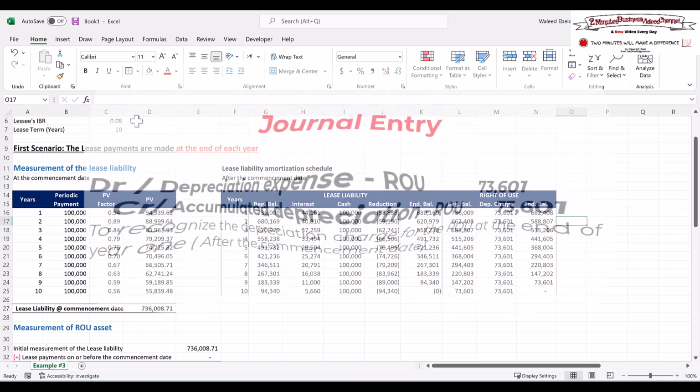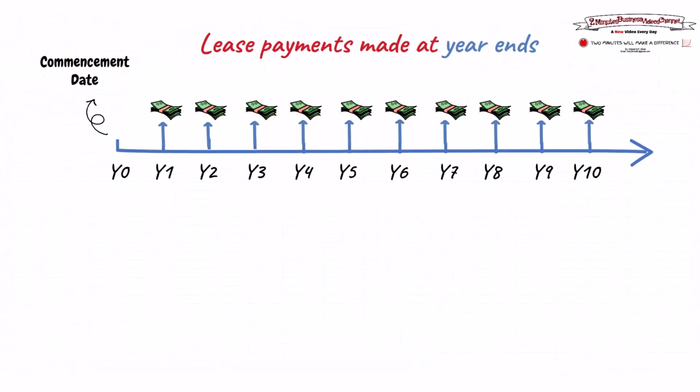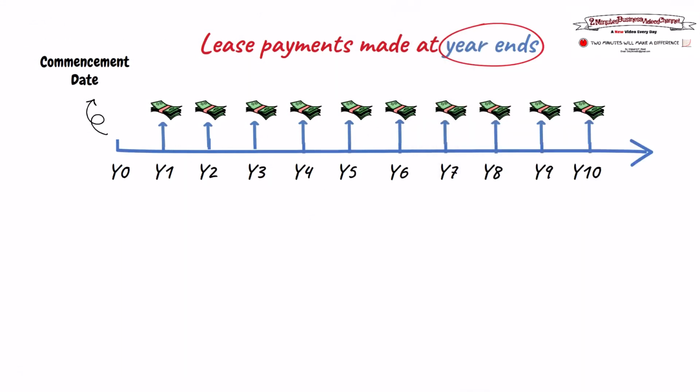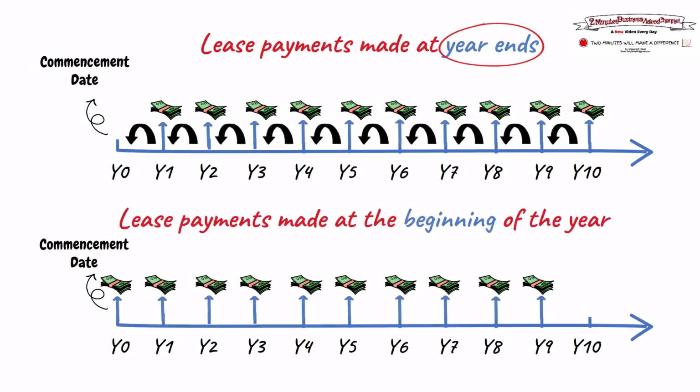And that is the entry that should be booked annually in the lessee's books to recognize the reduction in the carrying amount of the right-of-use asset. In this example, the lease payments were made at the end of each year. Now let us assume that the lease payments are made at the beginning of each year, and see how the calculation of the lease liability and the right-of-use is affected by the change in the timing of lease payments.